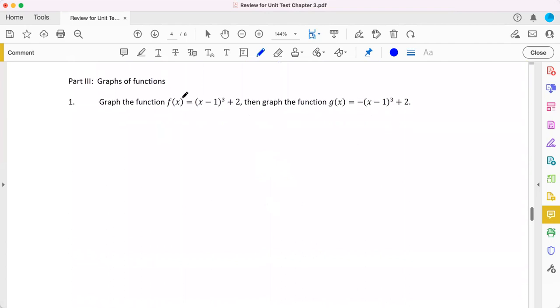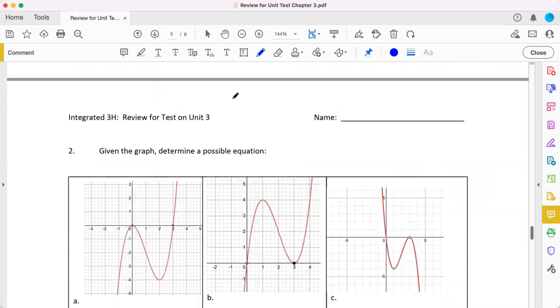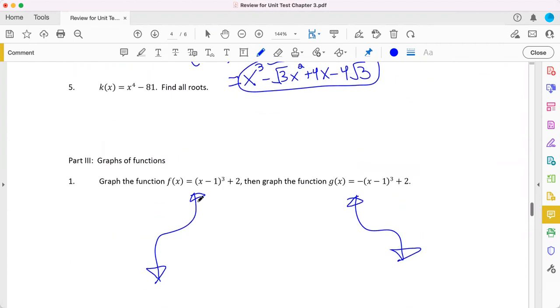Graphs. Graph this, then graph that. You want me to be real lazy and just say that's the graph of that, that's the graph of that? That'd be pretty nice, right? Don't tell me they give me a graph to do it. Oh, cool, they don't. All right, well, let's just talk about the transformations for this. This is going to go towards the right 1 unit, opposites attract, and then go up 2. This is going to do the same thing, over 1, up 2, and it's going to flip. That's why it looks that way.